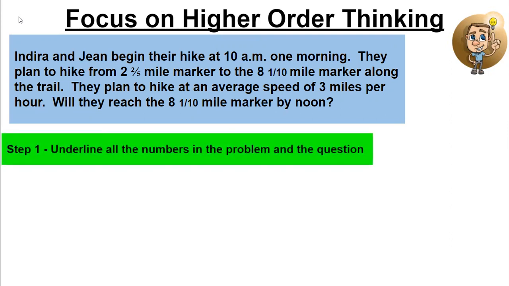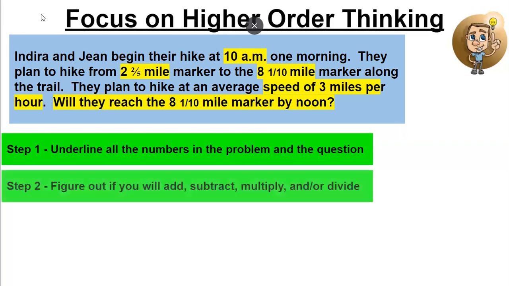Underline all the numbers in the problem and the question. The question is always the last sentence. So there's our numbers. We have 10 a.m. We have 2 2/5 miles. We have 8 1/10 miles. We have a speed of 3 miles per hour. And then the question, will they reach the 8 1/10 mile marker by noon? Okay, are we going to add, subtract, multiply, or divide?